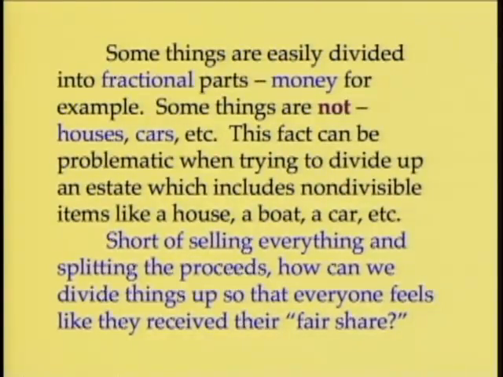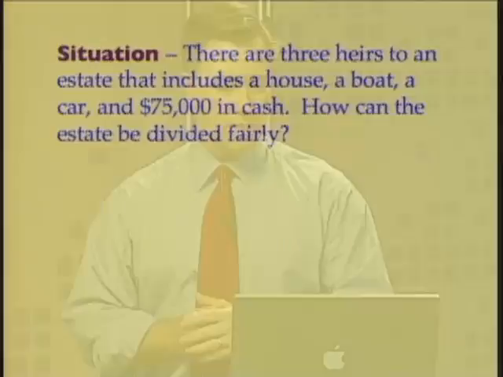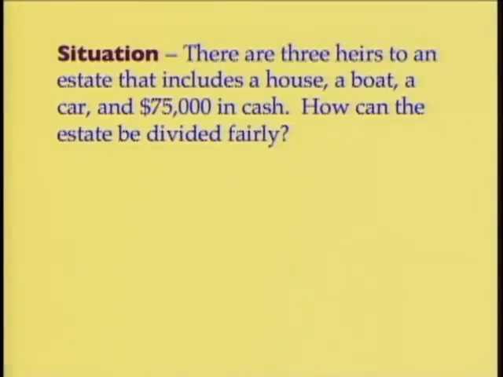It's very simple. It really just involves addition and subtraction and division and so forth. But it's pretty slick. Let me run this situation by you. Let's say there are 3 heirs to an estate that includes a house, a boat, a car, and then there's $75,000 in cash. Now the cash division is easy. We can say, you each get $25,000 of that. But let me hold on to that cash for just a moment, and let's talk about how we can divide the estate up fairly.